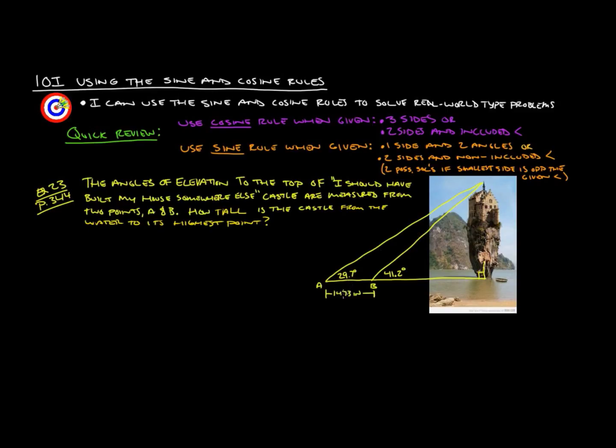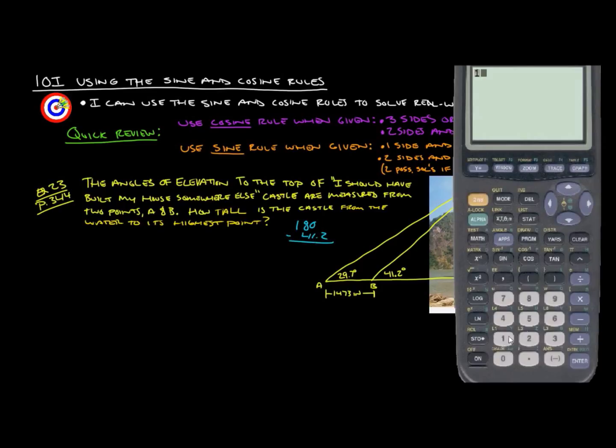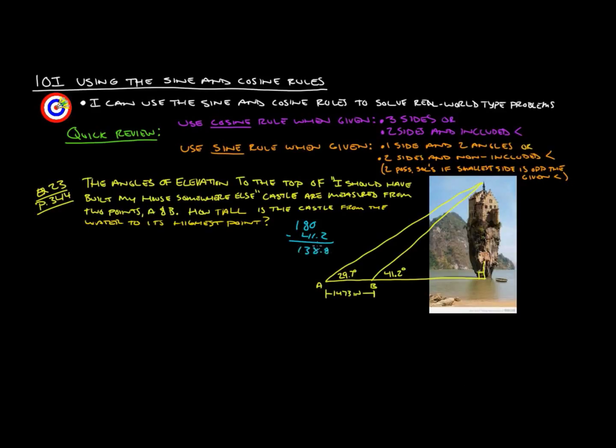We have this side here, which is the only length that we know. So if we want to use the law of sines, we have to figure out what this angle is here. We can do that by first figuring out what this angle is. Let's just do 180 minus 41.2 degrees. So 180 minus 41.2 gives us 138.8 degrees.